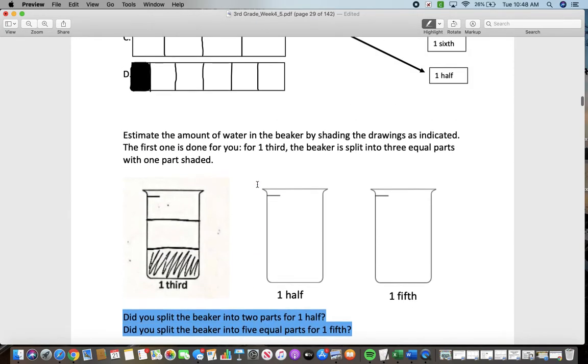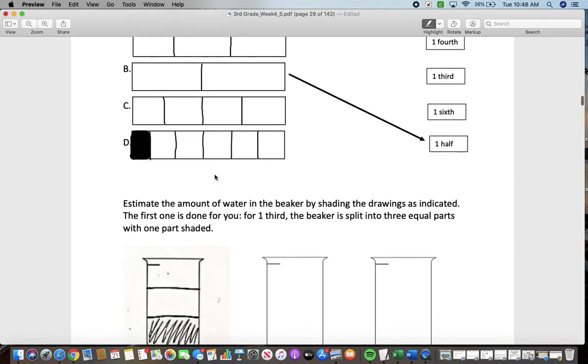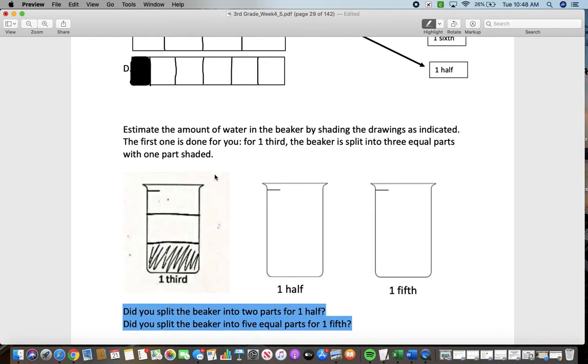I'm going to go back up here just really quick. Notice how for the third, they really try their best to do equal parts, as well as our fraction strips up here. Try your best, and if you see that something is significantly smaller or bigger than another part, just erase it and try again.